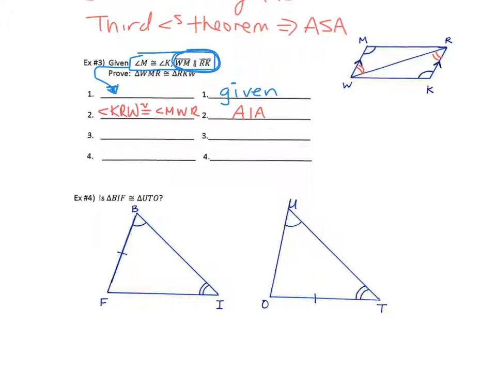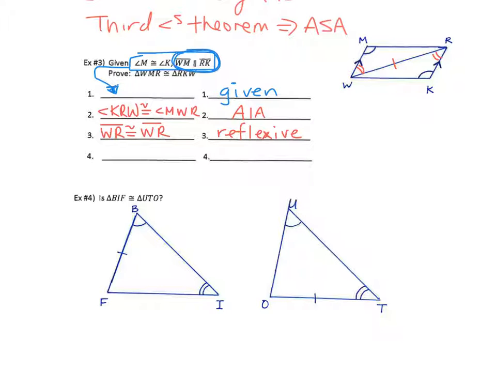Yeah, I do. WR, right? This side right here, WR, is congruent to WR. What is that? Reflexive. It's reflexive. You guys, reflexive is going to show up all over the place. Look for it, okay? If you're not sure, look for reflexive, look for vertical angles. They show up a ton, okay?